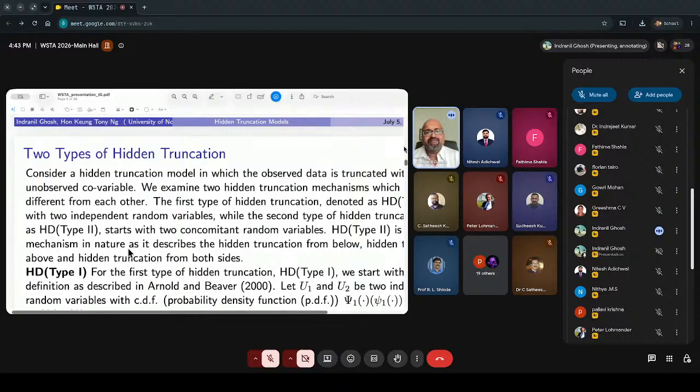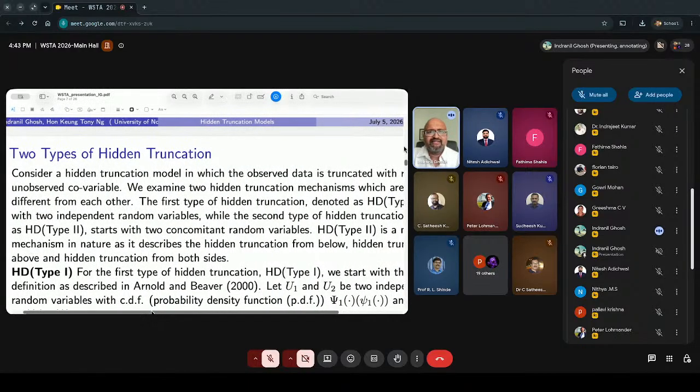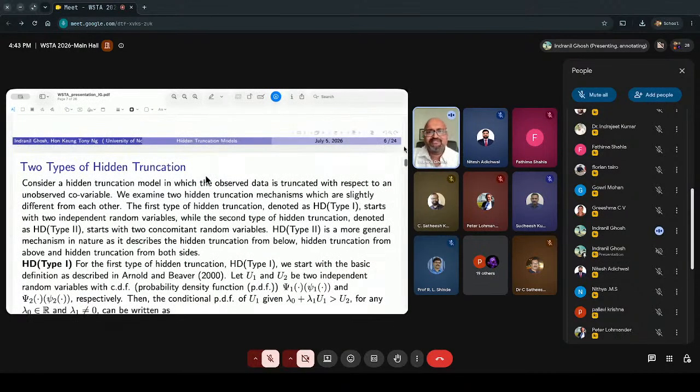So we start with a scenario where the observed data is truncated with the unobserved covariable. We examine two scenarios of hidden truncation models. We call it HD type 1, in which case we start with two independent random variables. While in the second case, we start with a bivariate distribution.